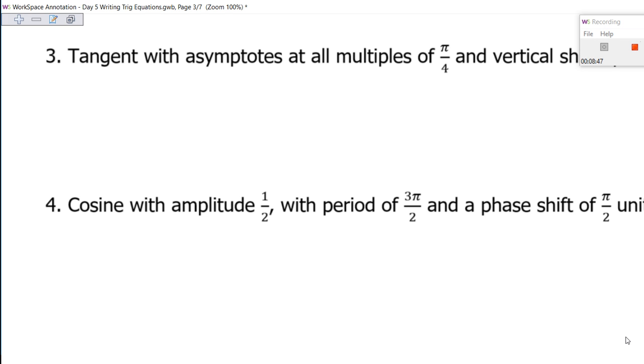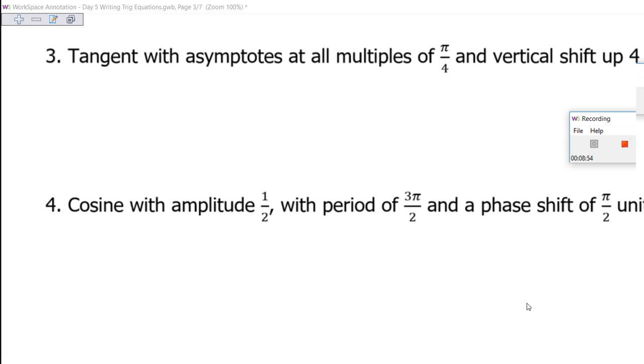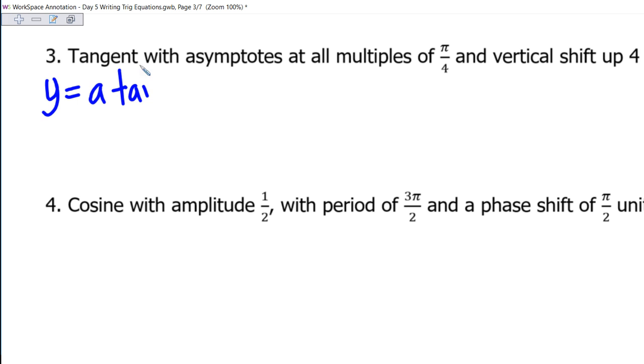Okay, number 3, we have tangent with asymptotes at all multiples of pi over 4. And we also have a vertical shift up 4 units. So the general equation would be y equals a times the tangent of b times (x minus c) plus d. Now this one tells us that we have asymptotes at all multiples of pi over 4.